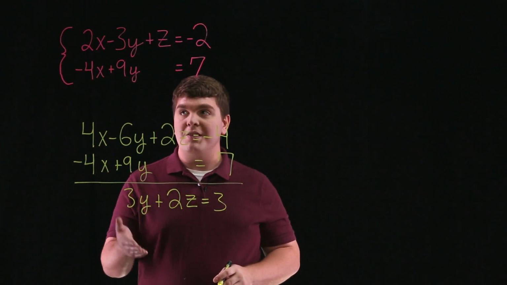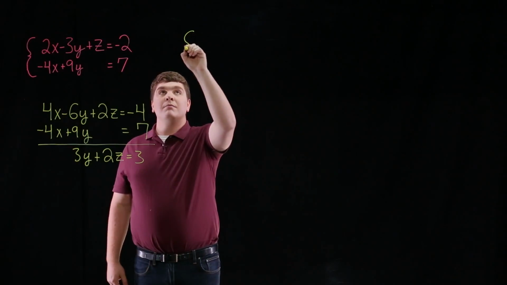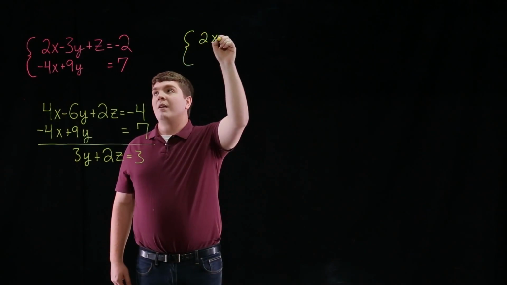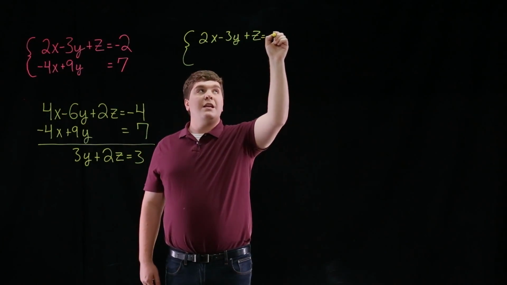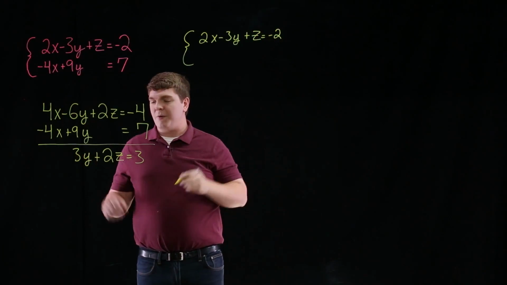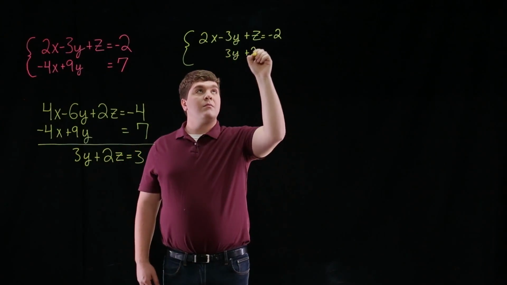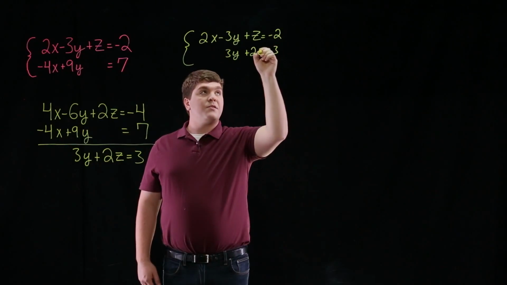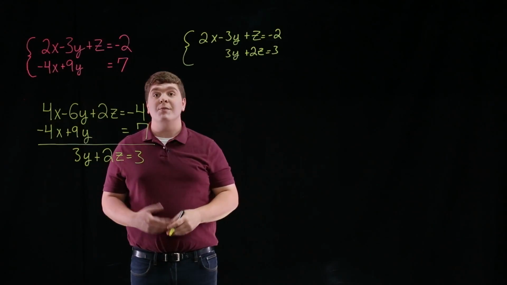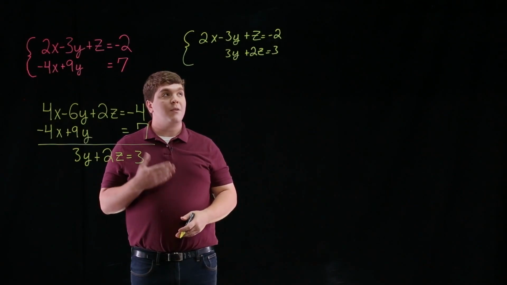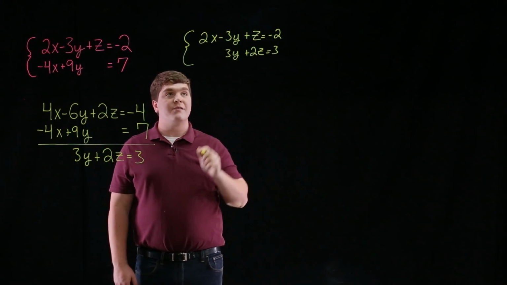So we can substitute this equation in for our second row, and we'll obtain the system 2x minus 3y plus z equals negative 2, and 3y plus 2z equals 3. So now our system's in echelon form, and our system is not inconsistent, so we will have infinitely many solutions. So here, we can solve for y in terms of z.